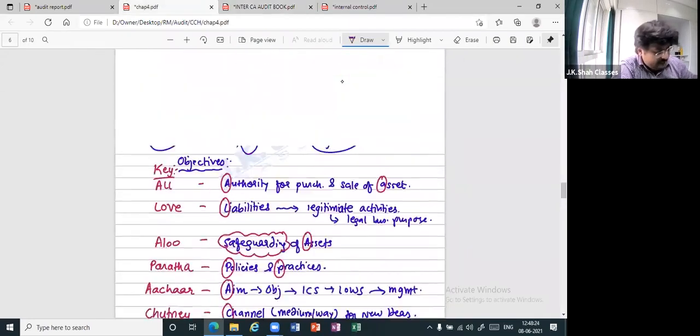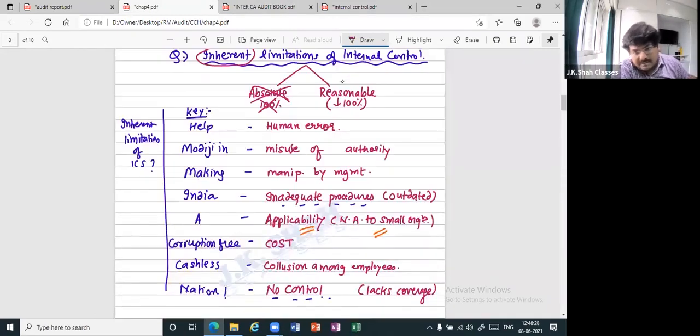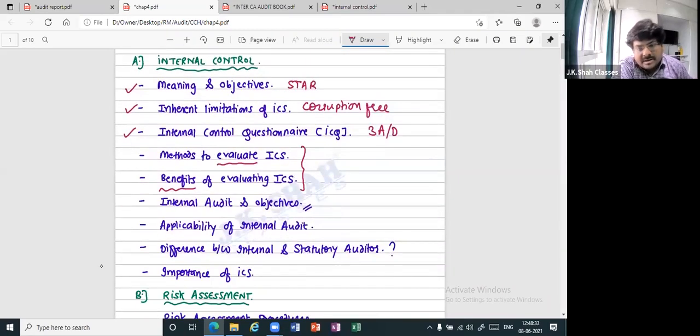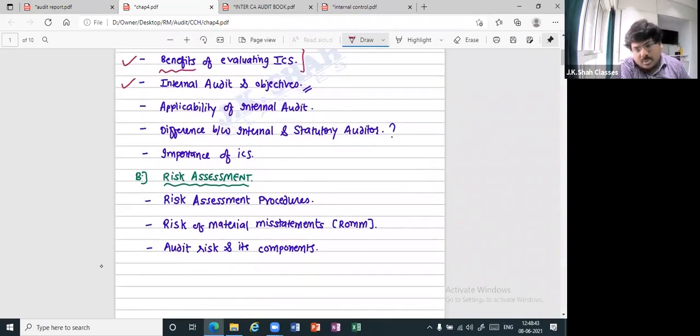Wait, where have we reached in our scope? See, what all is left out? Where is it? See, meaning and objective done, inherent limitations done, methods to evaluate ICS done, benefits of evaluating ICS done. These two are basically related. Internal audit and its objectives done. So next time when we meet, we have to start with applicability of internal audit. All cool? All cool.